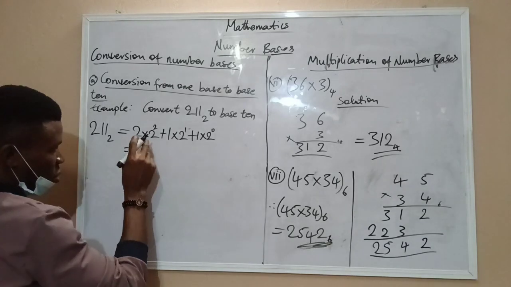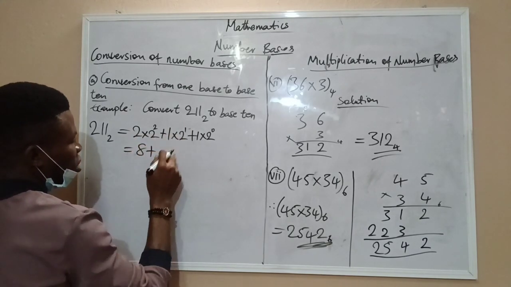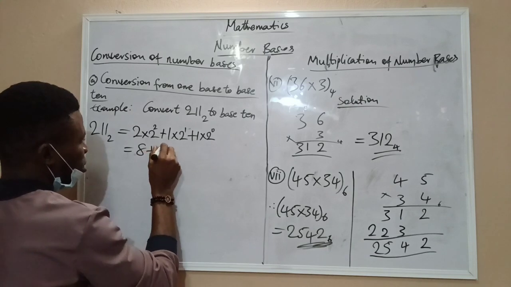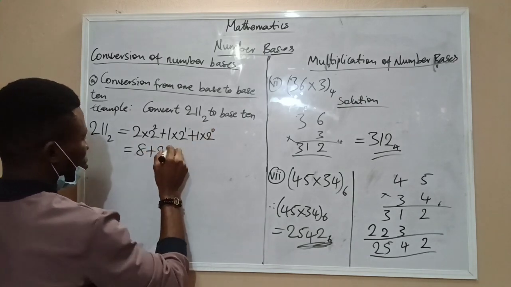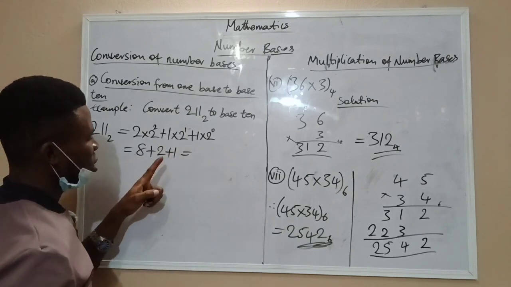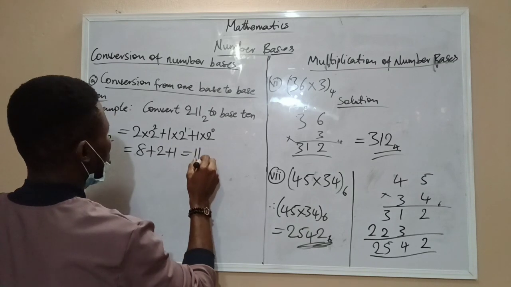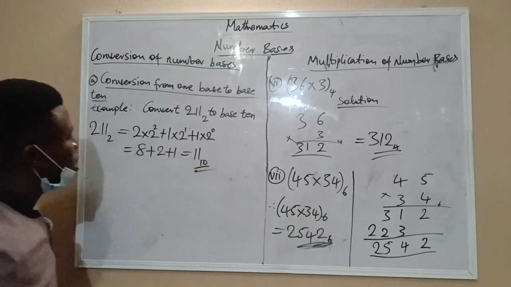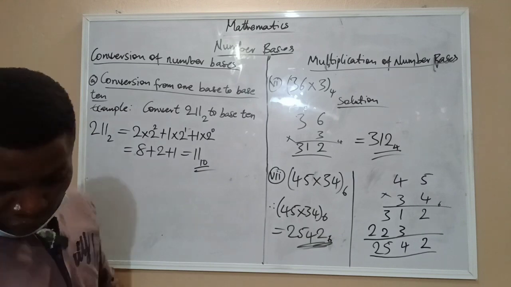And this is equal to 2 times 2, 4, 4 times 2, 8. So 8 plus 2 raised to power 1 is 2, 1 times 2 is 2. And then 2 raised to power 0 is 1, 1 times 1 is 1. So this is equal to 8, 9, 10, 11. This is equal to 11 in base 10. That means this number in base 2 equals 11 in base 10.